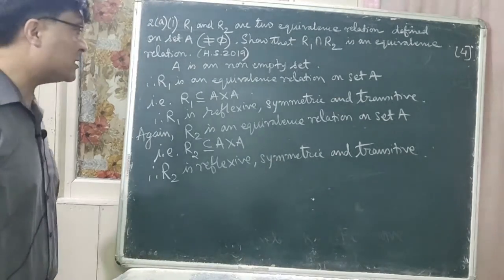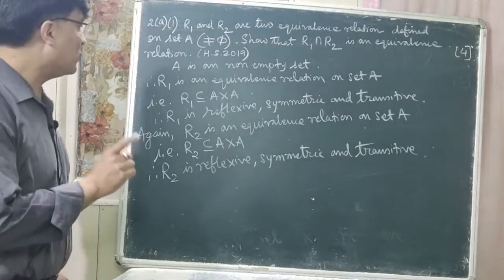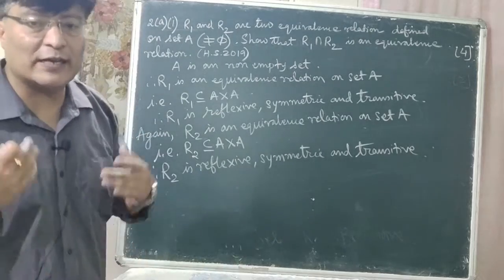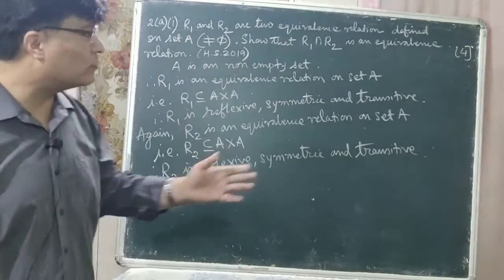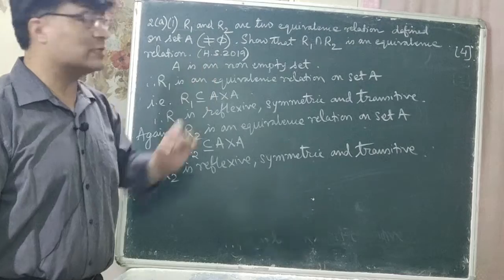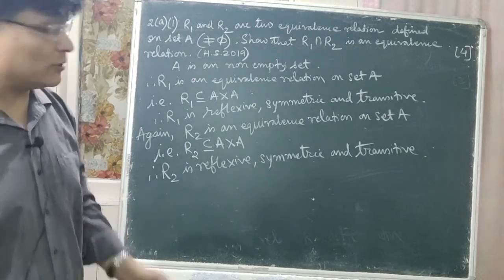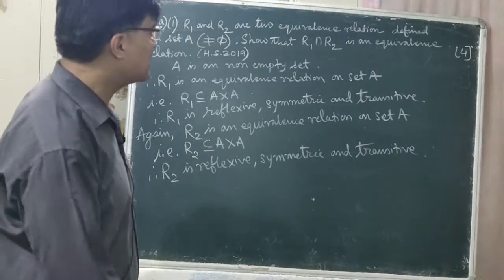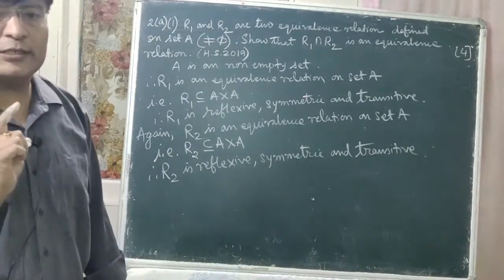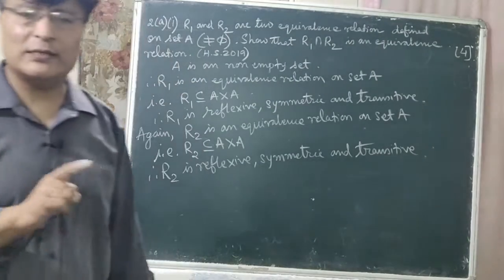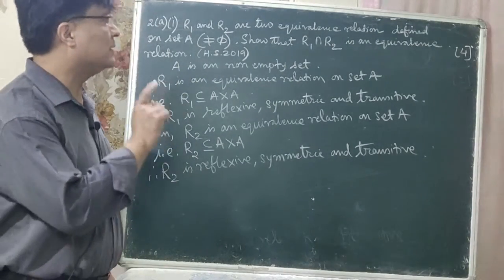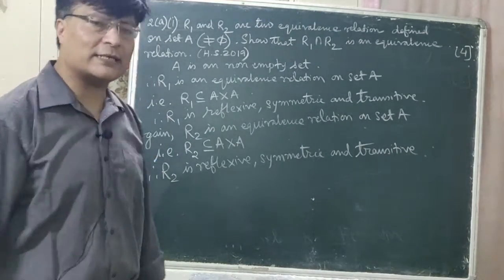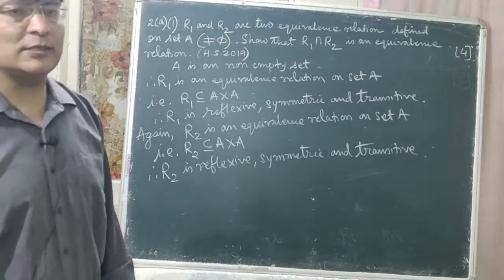So in the next step, what will you do now? Now you have to prove that their intersection, R1 intersection R2, is an equivalence relation also. Okay? So now we will prove it. First of all you have to prove that R1 intersection R2 is a reflexive relation. Then it is a symmetric relation. Then it is a transitive relation. Then only you can write down that R1 intersection R2 is an equivalence relation. Okay.